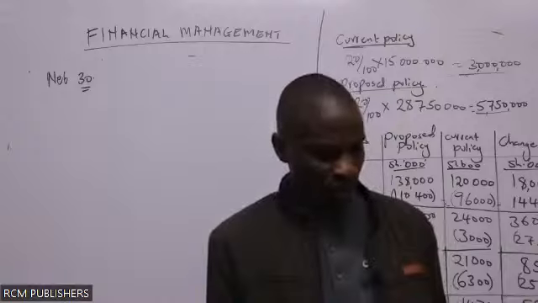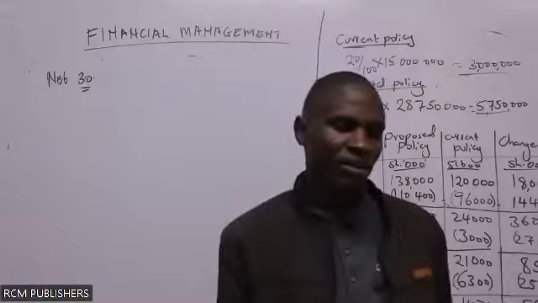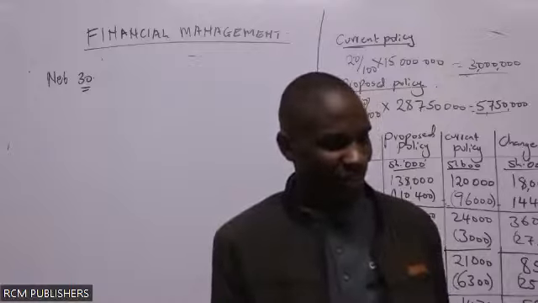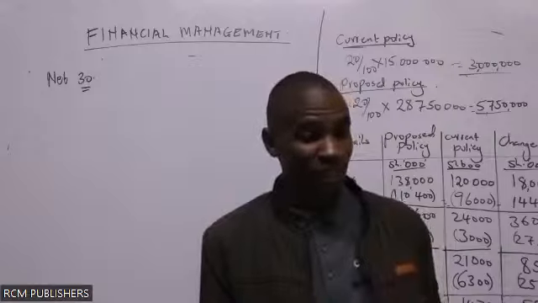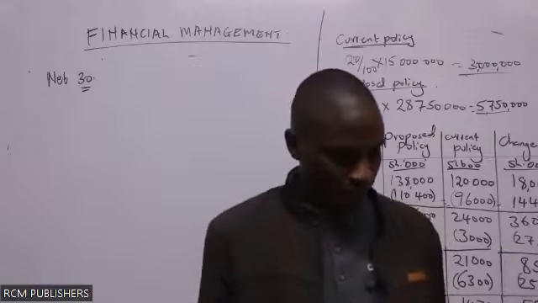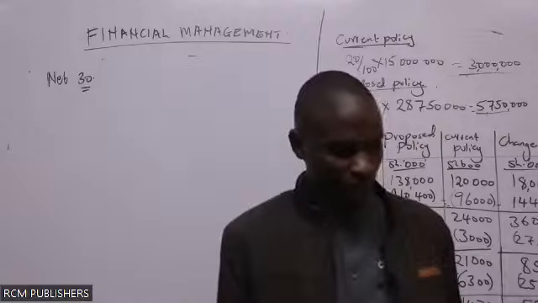A new credit assistant officer will also have to be employed at a salary of 500. We did this. I think we did this. Tell me if we have done this, or we just continue and do it. We didn't. Okay, fine. A new credit assistant officer will also have to be employed at a salary of 500,000 per annum.